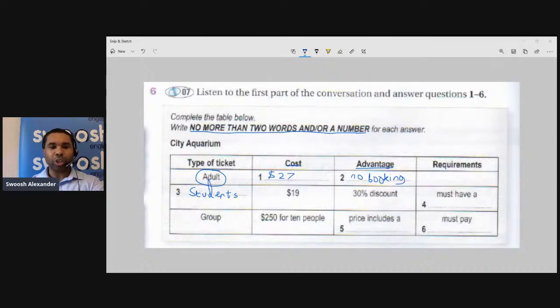Okay, and we got the answer there to number 4. She said to be eligible for that price, they do need to show a passport. So do need to show a passport would be a requirement. Must have a passport would be the answer here.